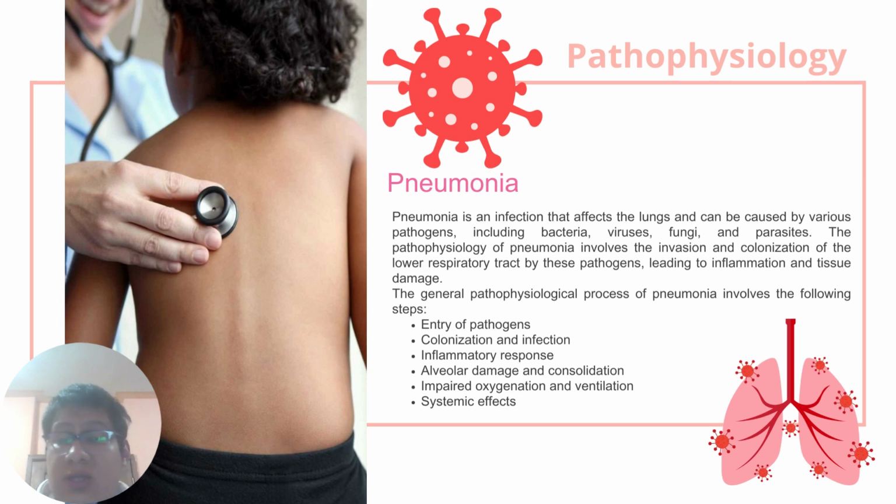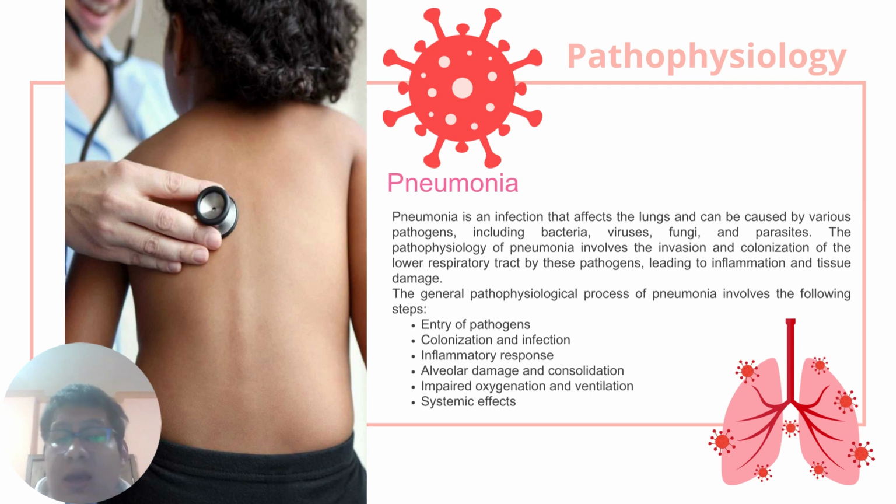Alveolar damage and consolidation. Inflammation in the lungs leads to the accumulation of fluid, inflammatory cells, and debris in the alveoli. This results in alveolar damage and consolidation, where the air-filled spaces in the lung become filled with fluid and cellular infiltrates. Impaired oxygenation and ventilation. The presence of inflammation, fluid, and cellular infiltration in the alveoli hinders the exchange of oxygen and carbon dioxide. This leads to impaired oxygenation of the blood and reduced ventilation levels.